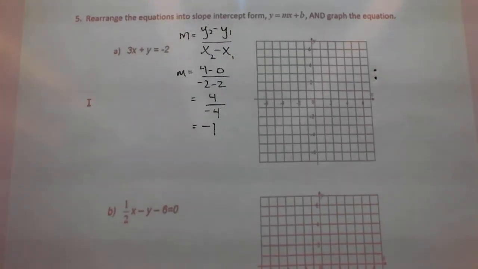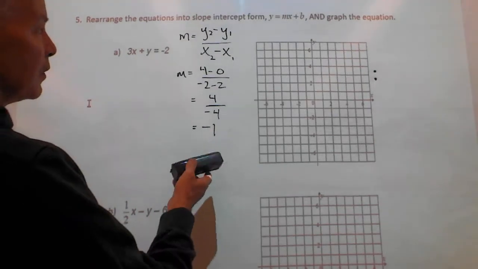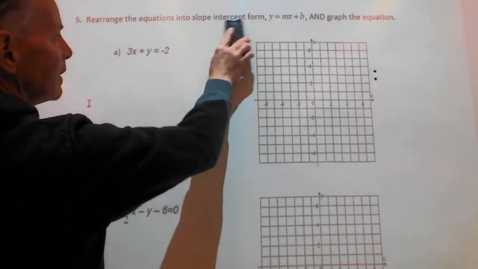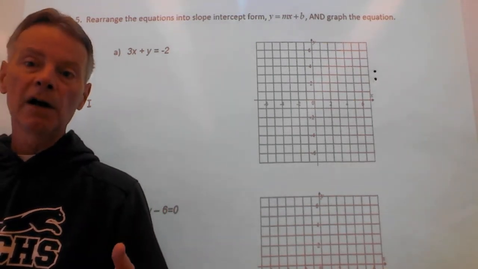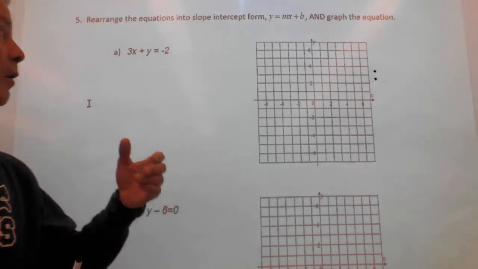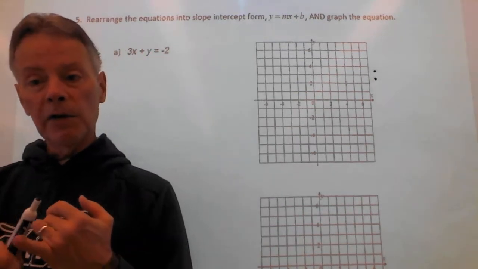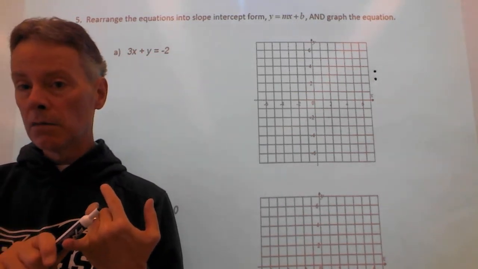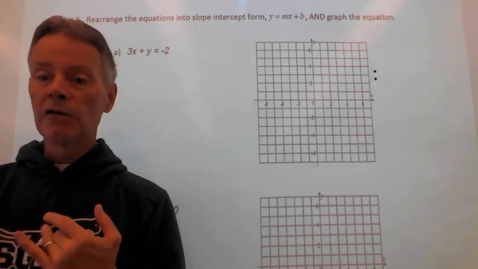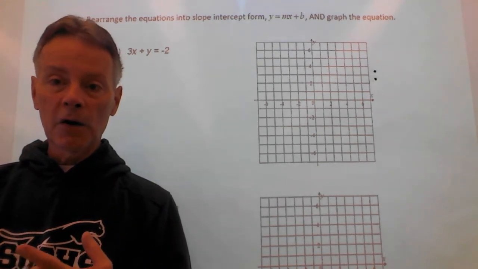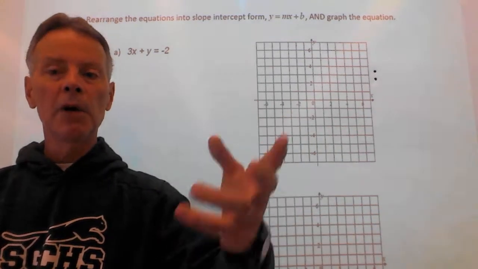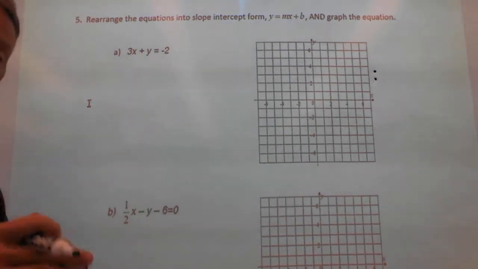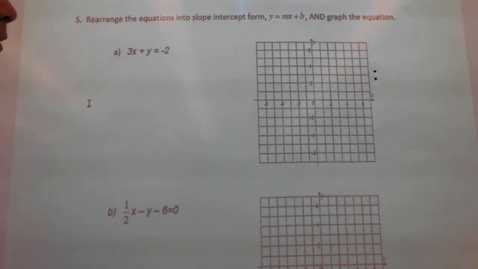We'll skip number 4. Now, number 5 asks you to do some rearranging. It's vitally important that you're able to rearrange equations, okay? You may be given an equation like this. You need to be able to rearrange that into slope-intercept form, into general form. If you're given an equation in slope-point form, you need to be able to rearrange that into slope-intercept form and general form. So you gotta get really good at this rearranging business.